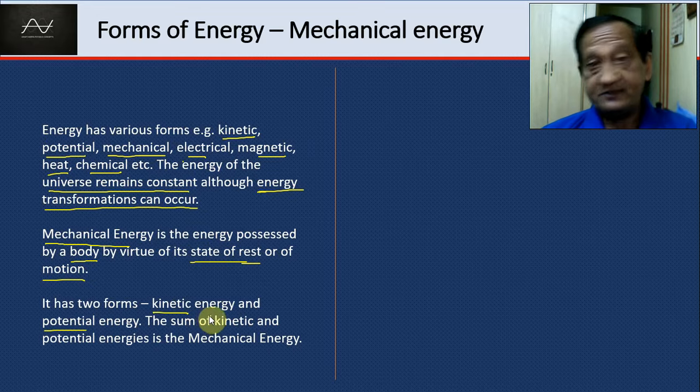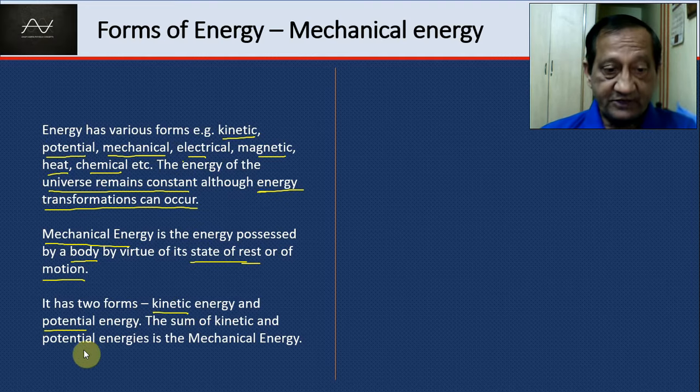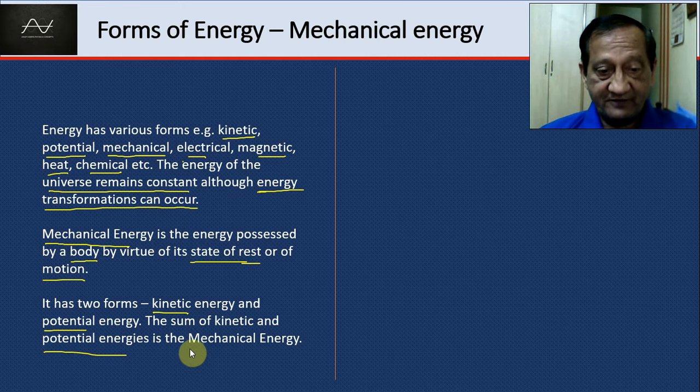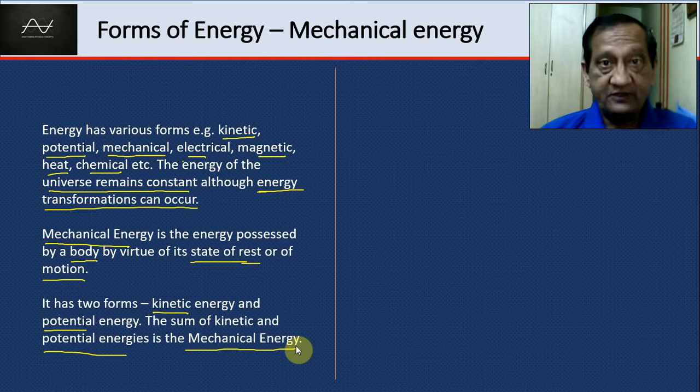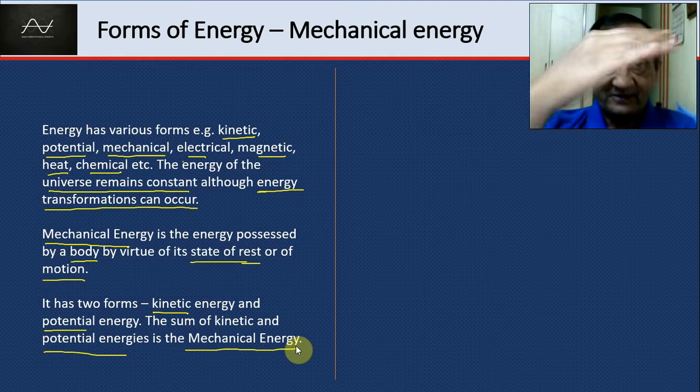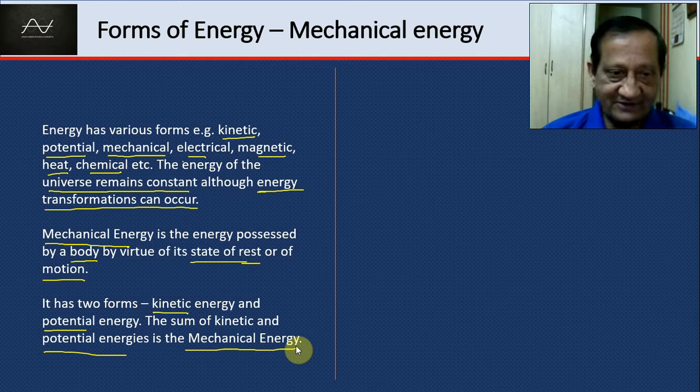Kinetic energy is by virtue of its motion. Potential energy is by virtue of its position when we talk of gravity, for instance. Now, potential energy itself has various forms: gravitational potential energy, electrostatic potential energy, elastic potential energy. But I'm giving the example of position in the context of gravity, where the body is, how high above the surface the body is will decide its potential energy. Larger the height, larger the potential energy. And mechanical energy is the sum of kinetic and potential.